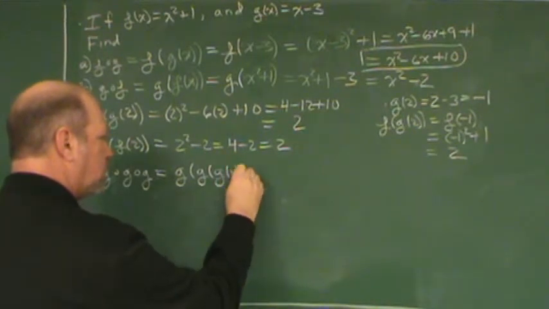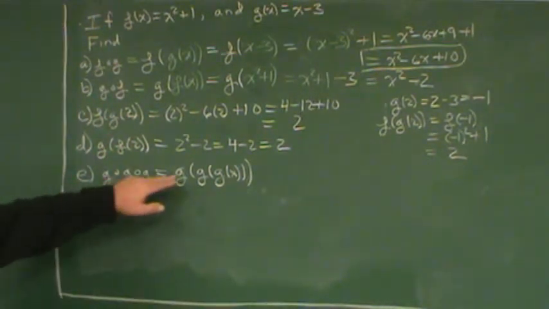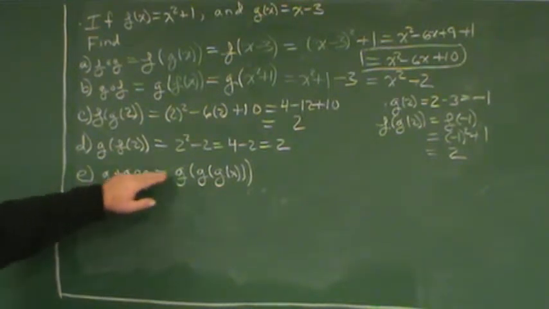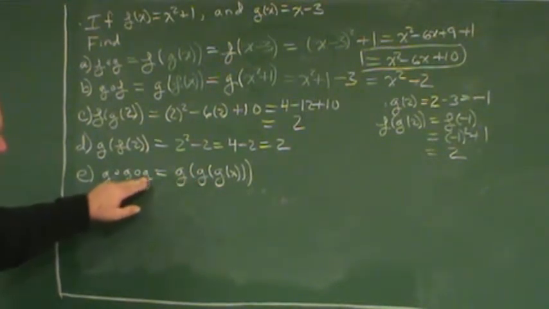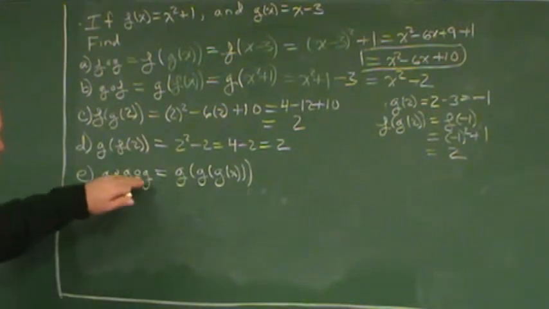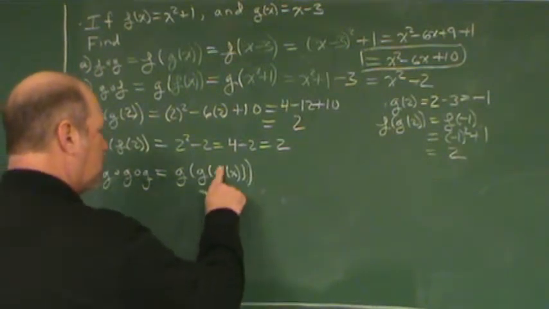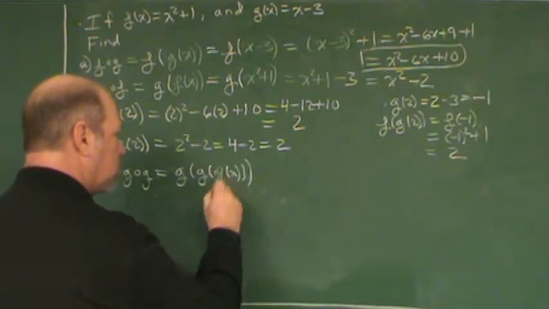g of g of x. This g and this g are the same, this g and this g are the same, and this g and this g are the same. So for the very first one, this g right here is my interior g. So I want to make it green.